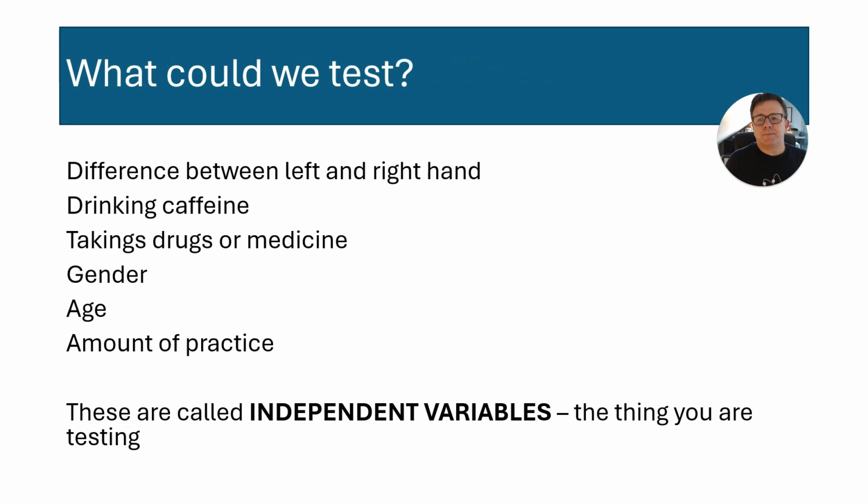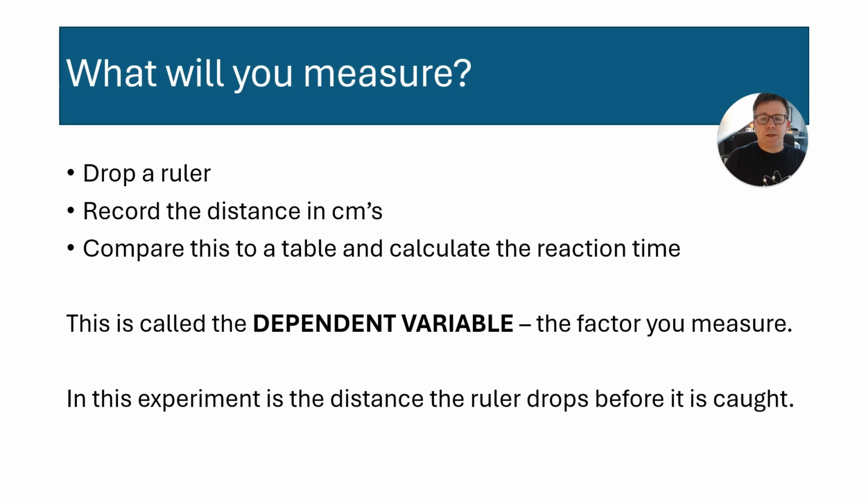So you could test maybe left or right hand, drinking caffeine, taking drugs or medicines, gender, age. Okay, so anything you change in the experiment is the independent variable. The dependent variable is when you drop the ruler, you measure the distance in centimetres it's fallen, and then you can use a table, so they might show you a table, to calculate the actual reaction time in seconds. So that's called the dependent variable.